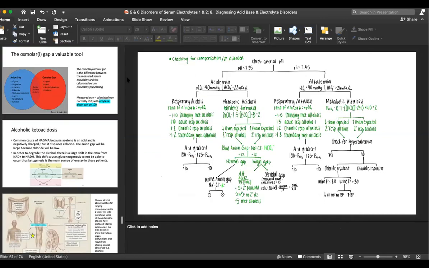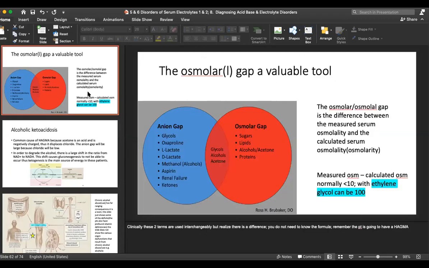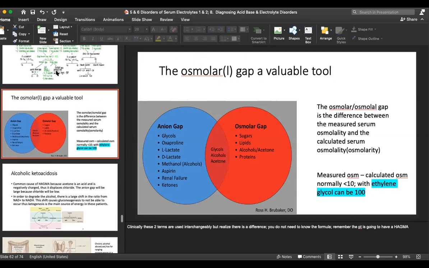Here's just our review again, looking at everything. Okay, the osmolar gap is a valuable tool. We talked about it a little bit. It's the difference between the serum osmolality and the calculated serum osmolality, with the normal being less than 10. Ethylene glycol has a very large gap, it can be 100 osmolar gap. That's probably all I would pretty much know about that one. It's high with ethylene glycol.